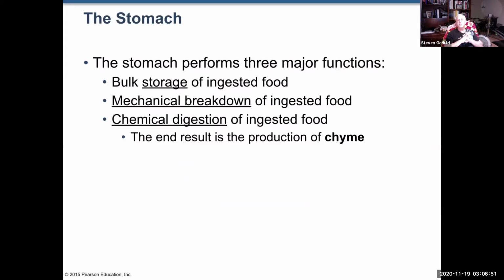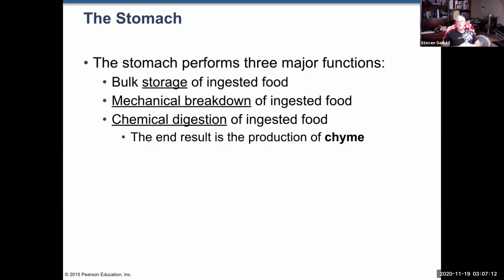All right, once it gets to the stomach, your stomach does three things. It's the bulk storage of ingested food. When you ingest food, it gets stored in the stomach. There's no other place for it to go. That's your storage bin. So it's the bulk storage of all your ingested food.